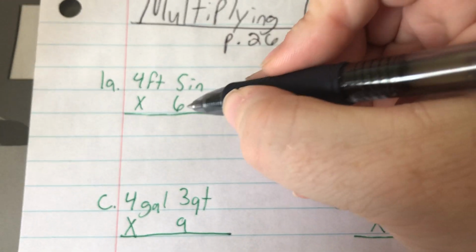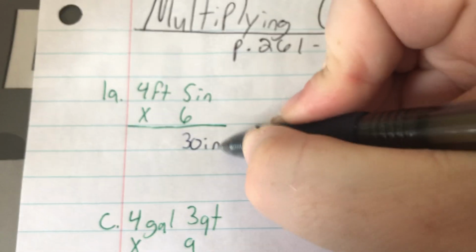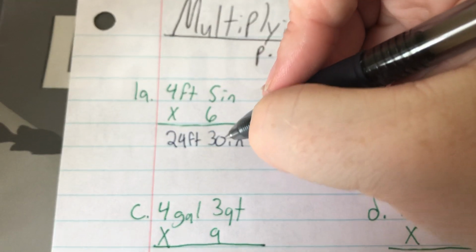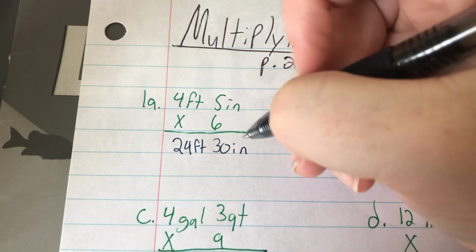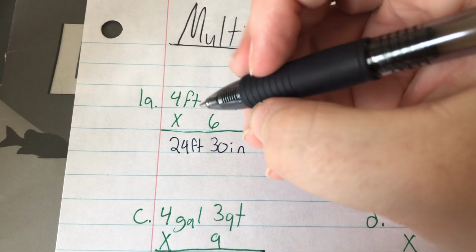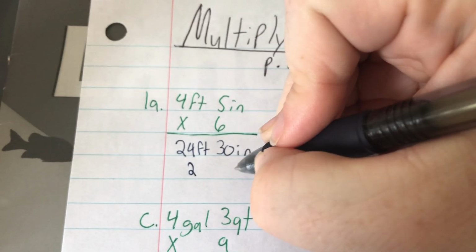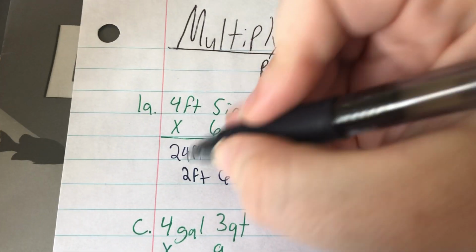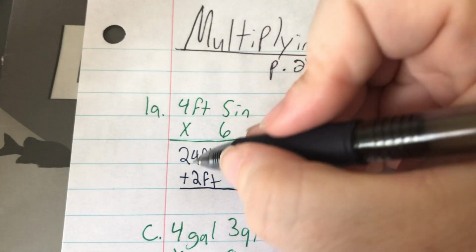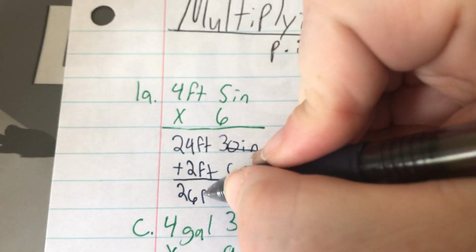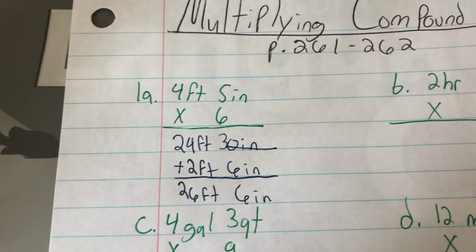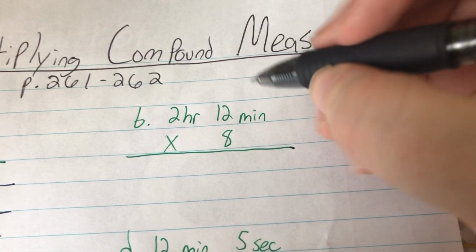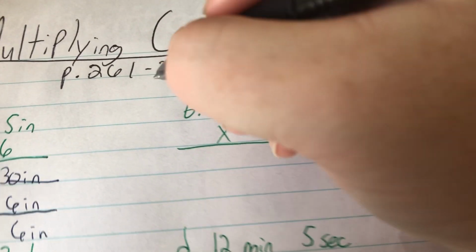So our inches first, 6 times 5 is 30 inches. 6 times 4 is 24 feet. We know that 30 inches is multiple feet because 12 inches equals 1 foot. So we do 30 divided by 12, which would be 2. And that would be 24 inches. We'd have 6 inches left over. Then we add that. 24 plus 2 is 26 feet and 6 inches. Or we could say 26 and a half feet. I would take either.